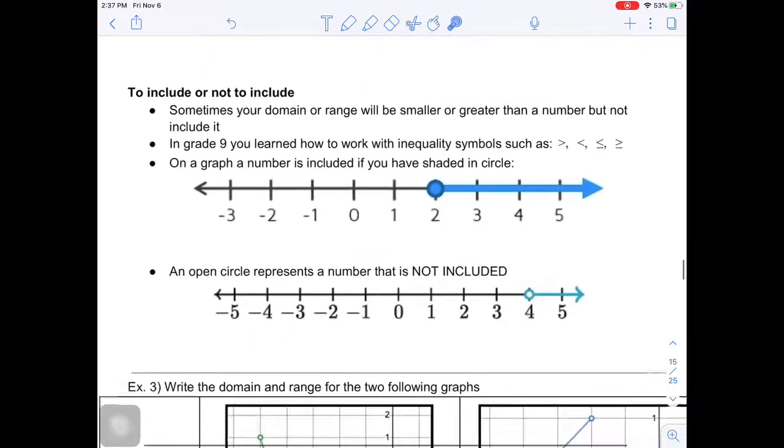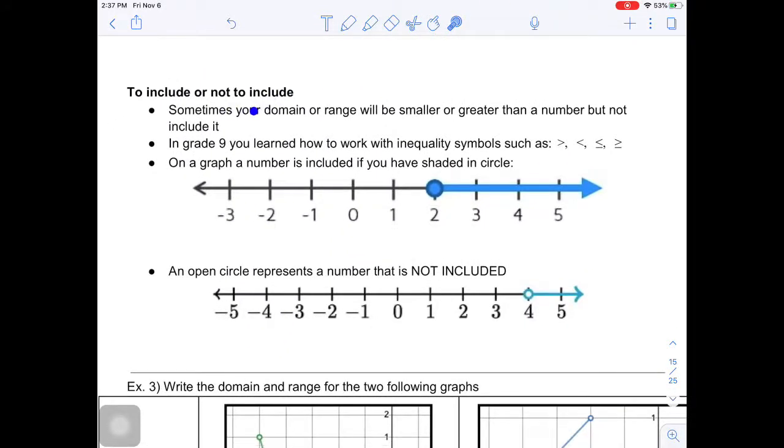So essentially, we have to understand to include or not to include. This is something you learn in grade 9 again. Sometimes your domain and range will be smaller or greater than a number, but not including it. In grade 9, you learn how to work with the inequality symbols. So remember, this is greater than or equal to. On a graph, a number line is included if you have a shaded in circle. So see how we have a shaded in circle here? That means to include the number 2.